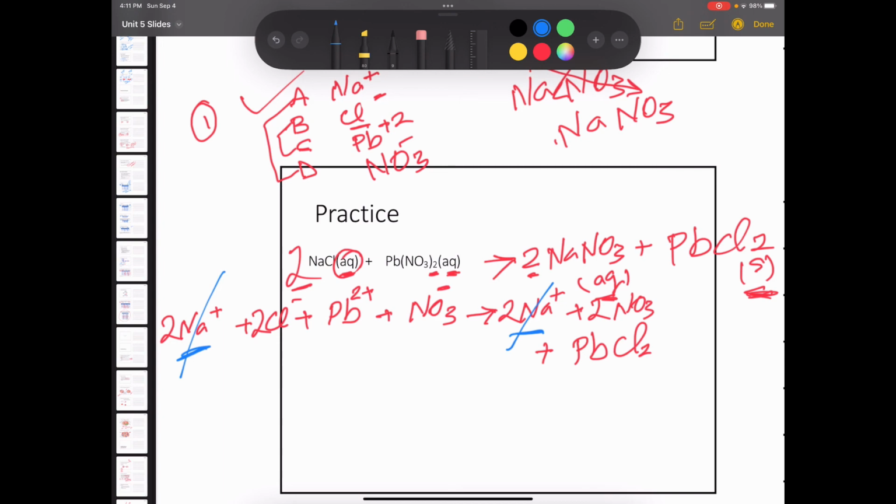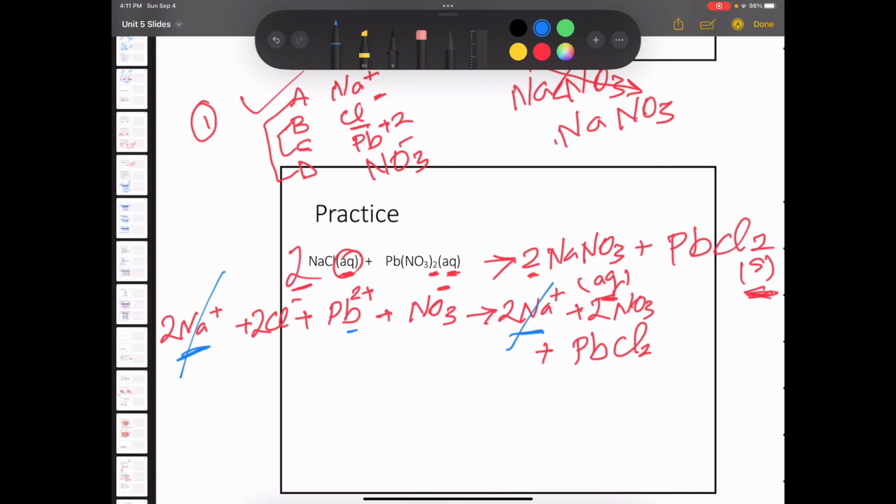If I look at the chloride at the same time, I have two chloride, but I don't have any chloride in the product side, so I can't really cancel the chloride. So the chloride will have to stay. Lead is the same issue here. I don't have any lead on the products as part of my product, so the lead will have to remain in my reactants. It cannot be canceled out.